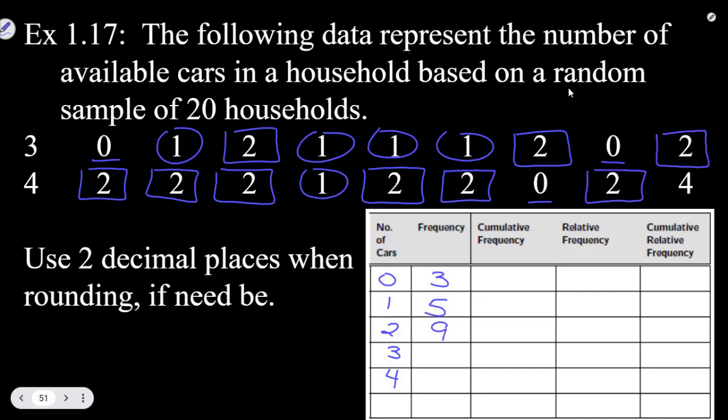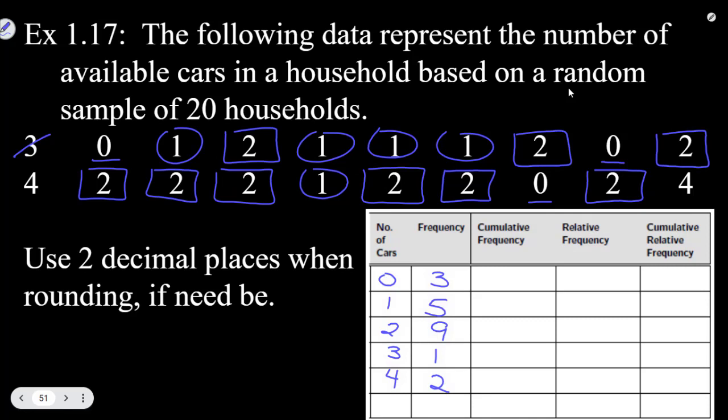So this is our frequency distribution part. We're just writing down how many times each option occurs. Notice there's only 1 three, and then we've got 2 fours. So if we add those all up, we should get 20. So 3 plus 5 is 8, 17, 18, 20. So that's good. If all we were doing was a frequency distribution, these first 2 columns right here would be what that would look like.